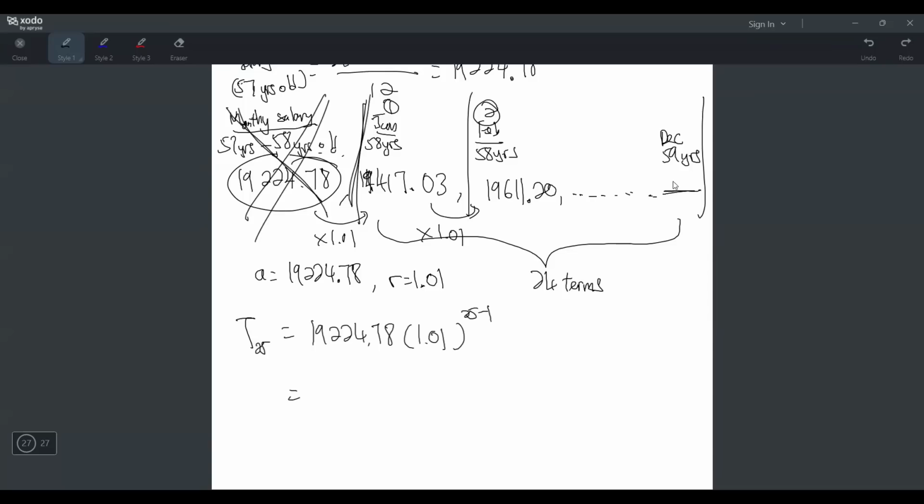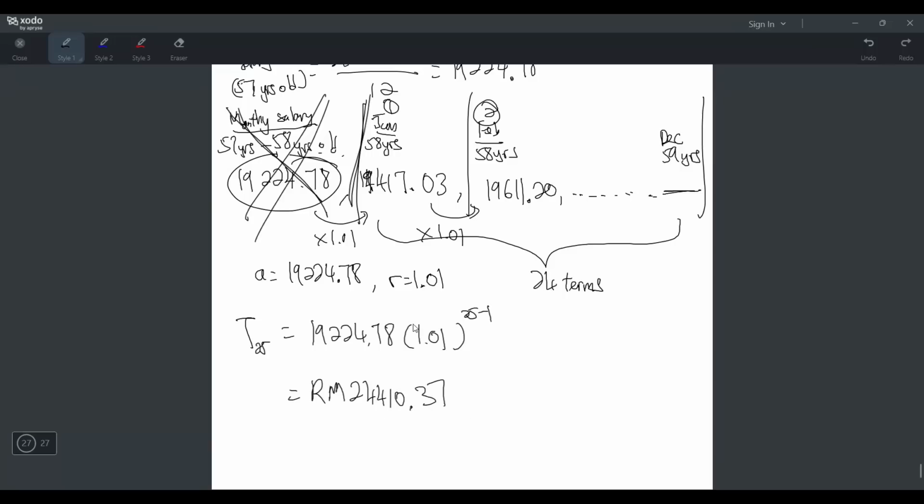Okay, let me press this first. 19224.78 times 1.01, bracket, power 24. Yeah, correct. Okay, wait, I pressed it wrongly: 19224.78 times 1.01 bracket power 24. Okay, my calculator gives me 24410.37. Let's write RM here because it's a monthly salary. So this is my answer, right?